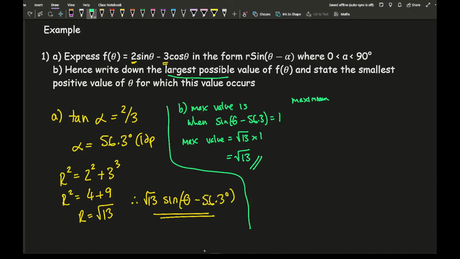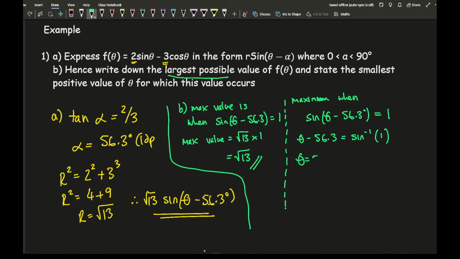I can spell it, so maximum when, and that's going to be when sine theta minus 56.3 degrees is equal to 1. So therefore, my next line is going to be, so I'm just putting a dashed line to make sure that we're not getting confused between the two things. So here I've got theta minus 56.3 is going to be equal to the inverse sine or arc sine of 1. So theta minus 56.3 is going to be equal to 90 degrees.